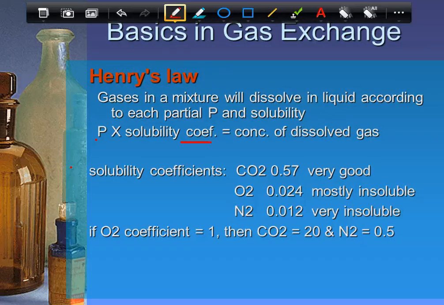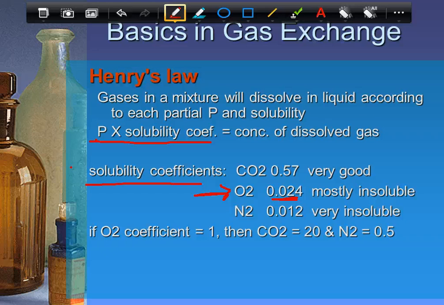Here is pressure times solubility coefficient, and that equals the amount of dissolved gas. So, look down here at solubility coefficients, and let's go with O2. There it is right there. It's not important to remember these. But if you take this 0.024 and multiply it by the PO2, let's say in alveolar air, which was 100, that will give you the amount of dissolved oxygen in your alveolar air.